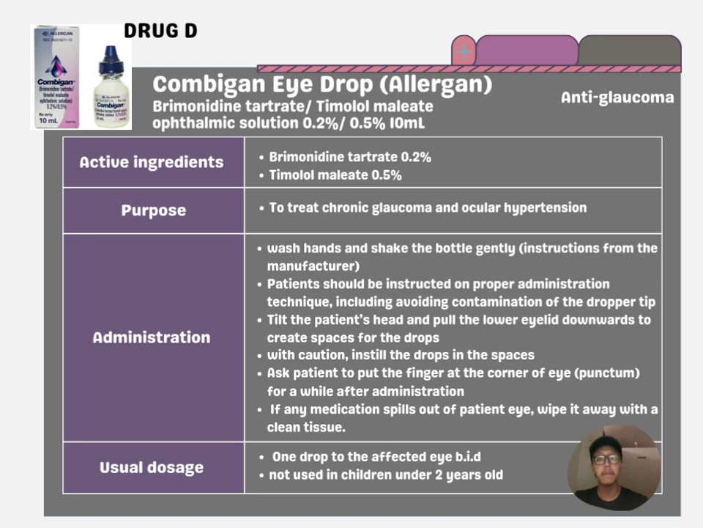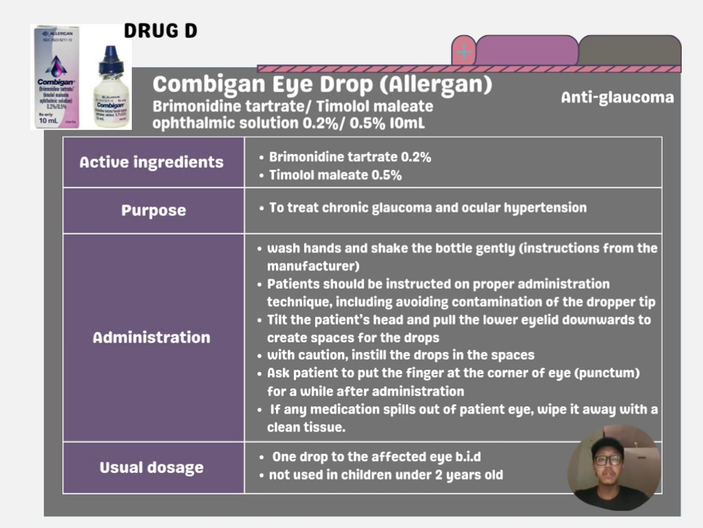tip. Tilt the patient's head and pull the lower eyelid downwards to create a small pocket for the drops, and with caution, instill the drops in the space, being careful not to touch the dropper tip to the patient's eye, eyelid or any other surface to avoid contamination. Ask the patient to put a finger and press gently at the punctum for a while after administration. This is because more medication can stay in the eye, so it can maximize the effectiveness and potentially reduce systemic side effects. Lastly, if any medication spills out of the patient's eye, wipe it away with a clean tissue.